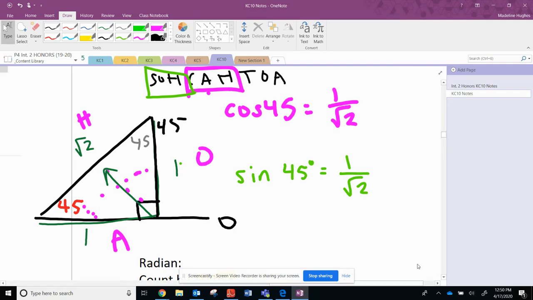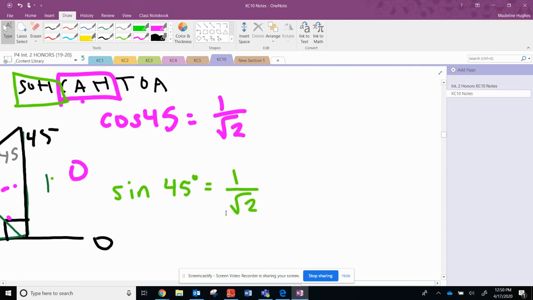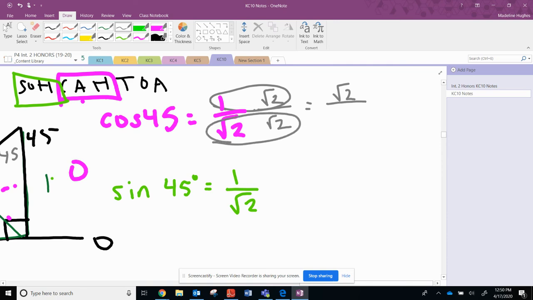However, we do not and we cannot have square roots in the denominator. So I have to rationalize that by multiplying by square root of 2 over 2. So the numerator gives me 1 times square root of 2, which is just square root of 2. Denominator, square root of 2 times square root of 2 is just 2. So that is a better answer. Cosine 45 is square root of 2 over 2. Now, since these were the same thing, I would rationalize it, but I would end up getting the same thing, which is just square root of 2 over 2.